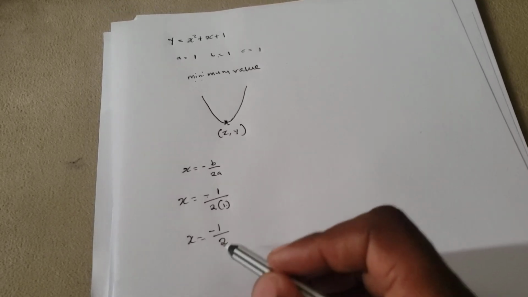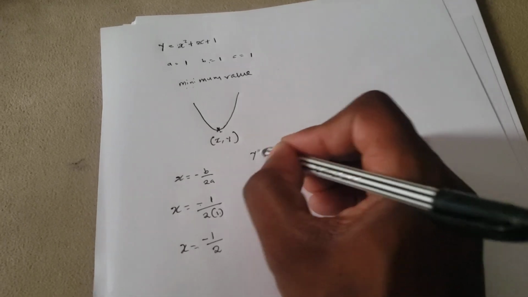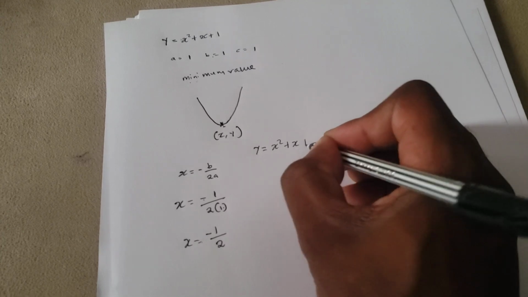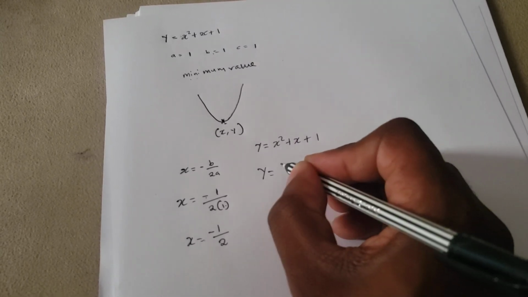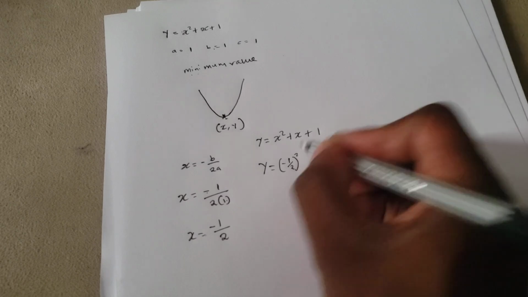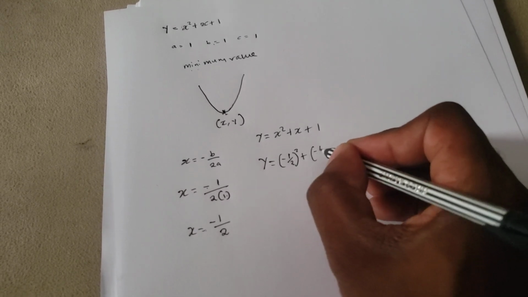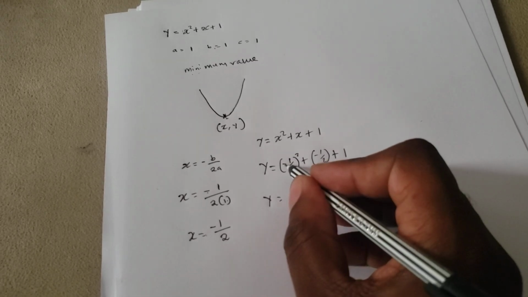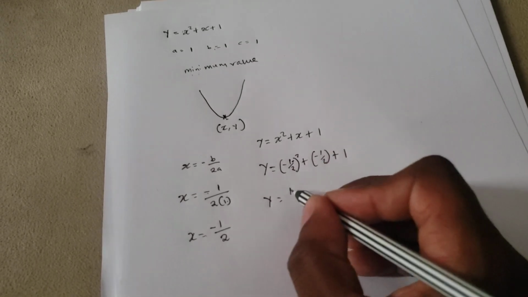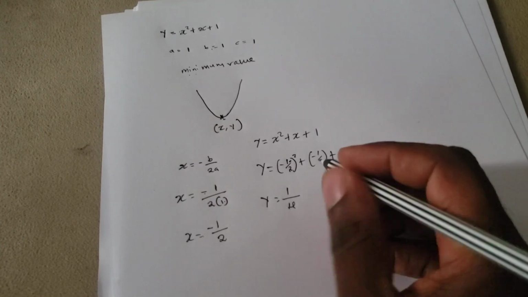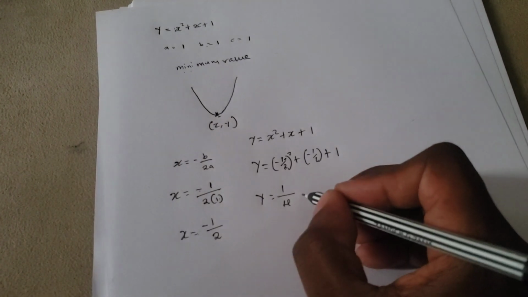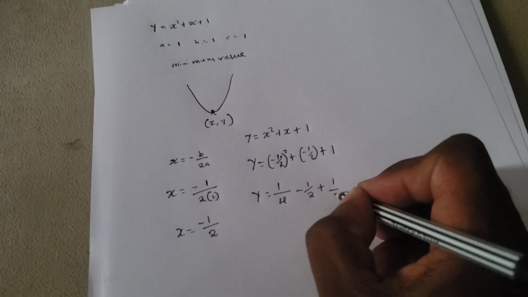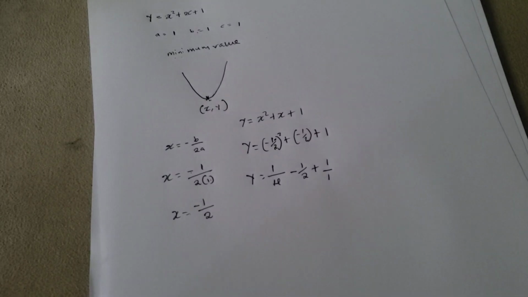Now that we know this, we can now simply find the value of y by replacing in the given function, which is x squared plus x plus 1. So where there is x, we're putting negative half, plus negative half, plus 1. So y is equal to negative half squared, which is positive: 1 squared is 1, over 2 squared is 4. Then positive times negative half is negative half, plus 1. This one can be expressed as a fraction by dividing it by 1. 1 divided by 1 is still 1.